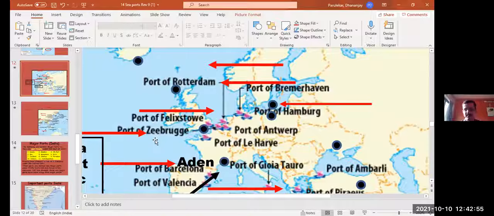Okay? Could everyone please point out the English Channel? Every maritime disaster or casualty has given us something or the other, right? Titanic was the beginning of SOLAS.